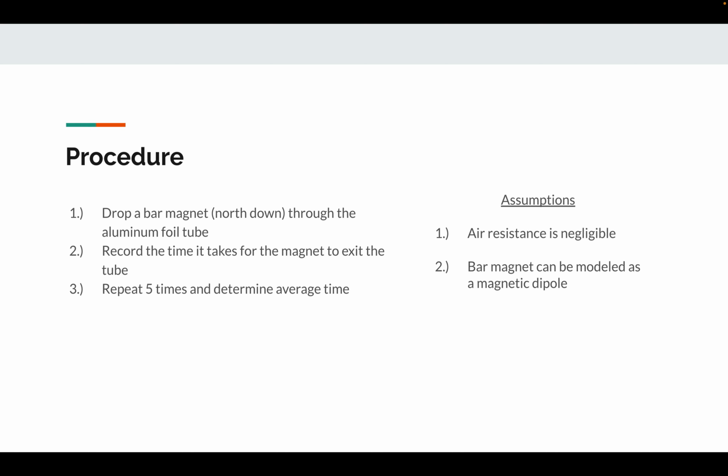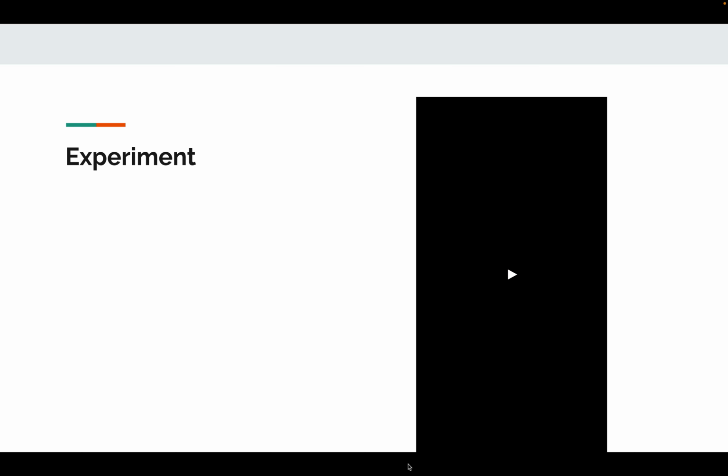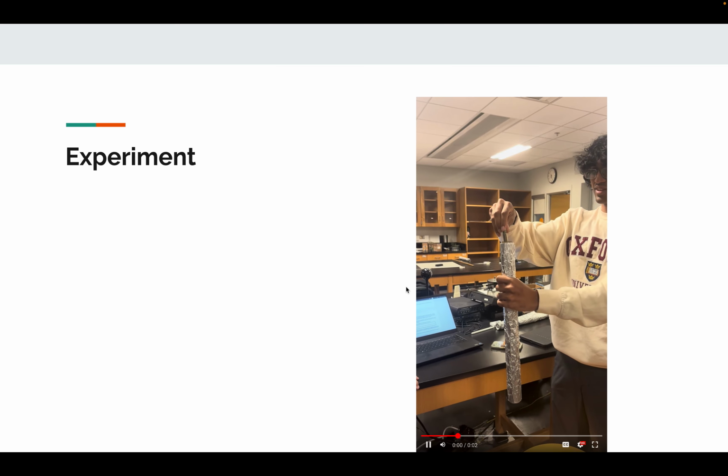So a quick look into the procedure is to drop a barred magnet north facing down through the aluminum foil tube. Then we did this 5 times and recorded the time it takes for the magnet to exit the tube, and we did it 5 times to determine the average time. So we assume that air resistance is negligible and that the barred magnet can be modeled as a magnetic dipole. So here's a look at our experiment.